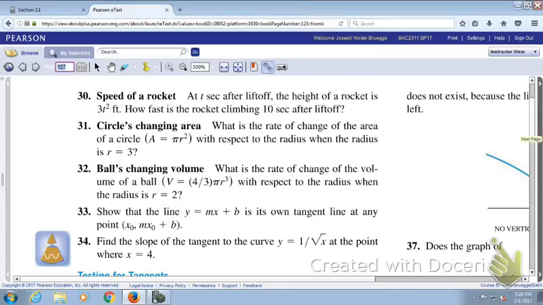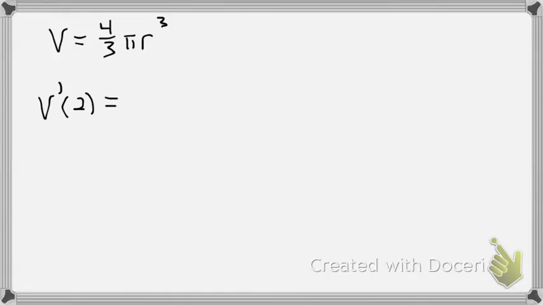So, I'm going to introduce a notation here. We have V equals 4/3 pi r cubed. V prime of 2. This prime mark is letting me know that I'm looking at the derivative. And they're asking for it at r equals 2. Is that like a comma? You could think of it as an apostrophe, sort of. It's a prime mark.